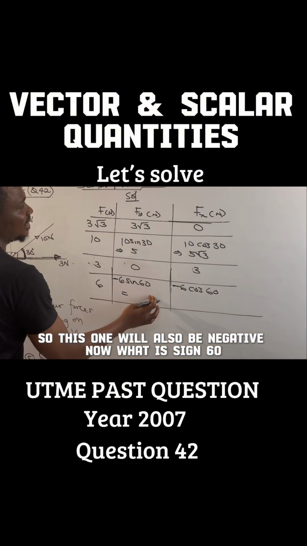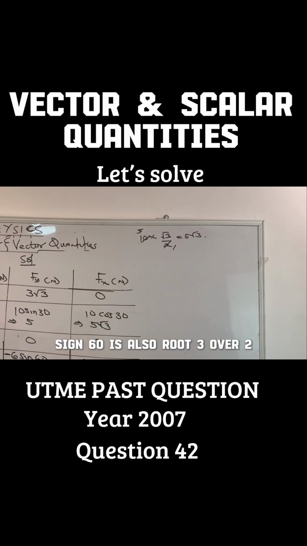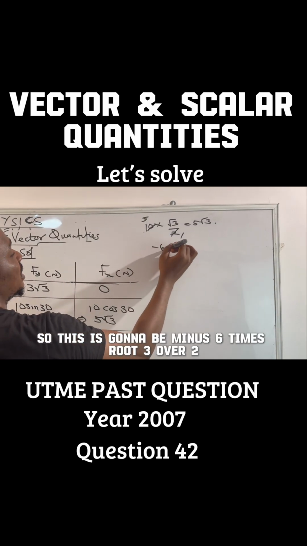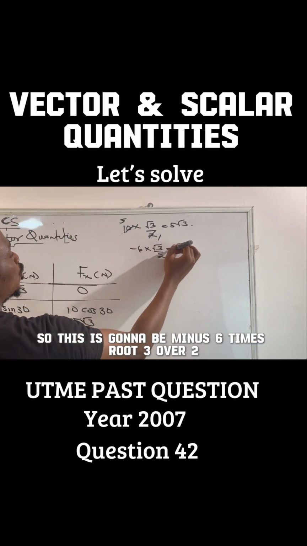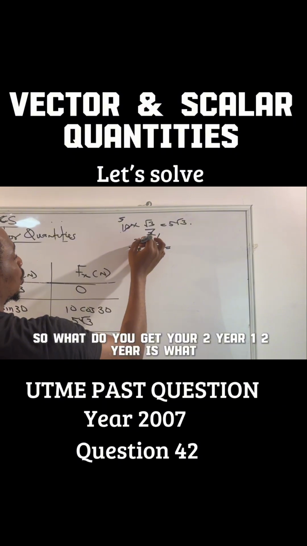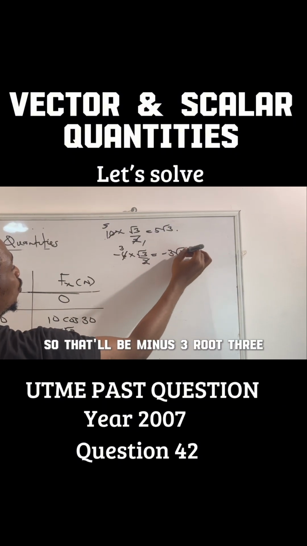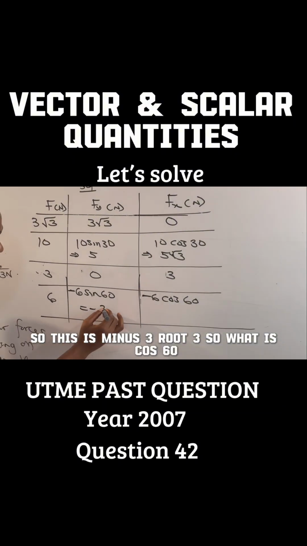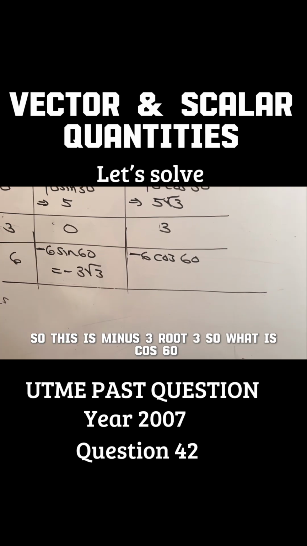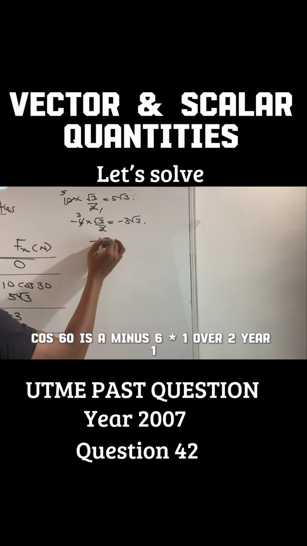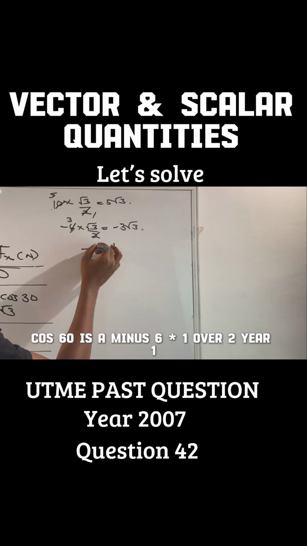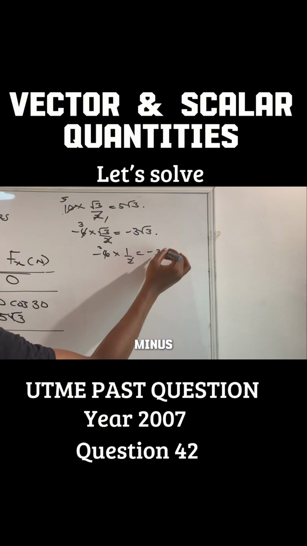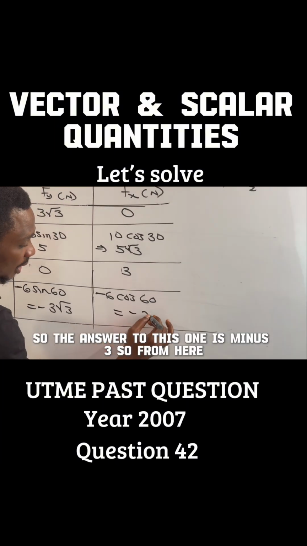Now, what is sine 60? Sine 60 is also root 3 over 2. So this is going to be minus 6 times root 3 over 2. So what do you get here? 2 here, 1. 2 here is what? So that will be minus 3 root 3. So this is minus 3 root 3. So what is cos 60? Cos 60 is half, minus 6 times 1 over 2. 2 here is 3. What do you have here? Minus. So the answer to this one is minus 3.